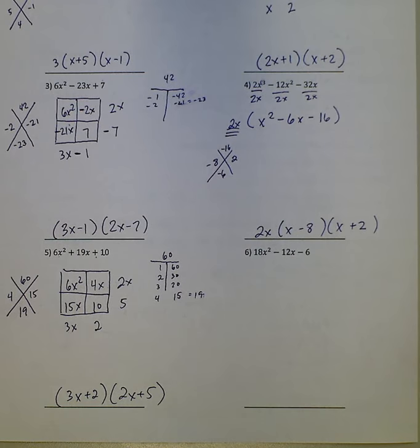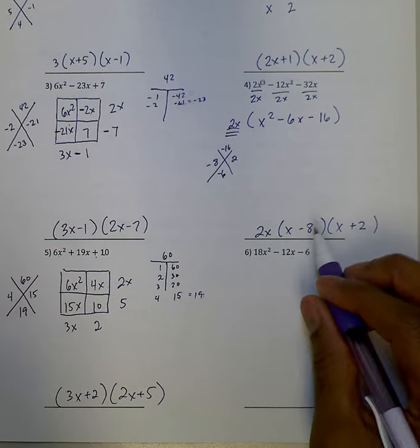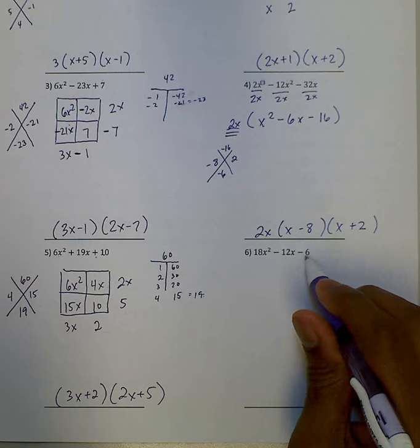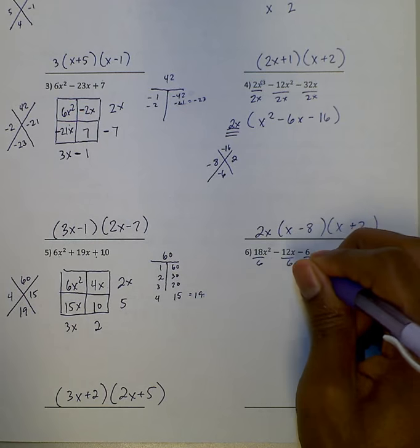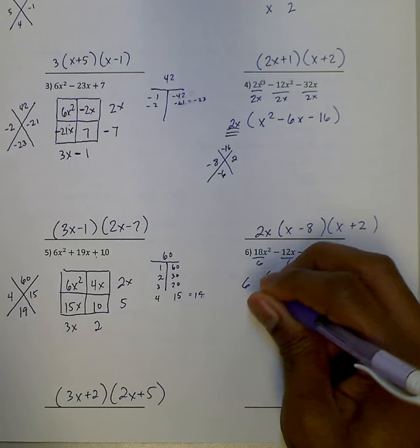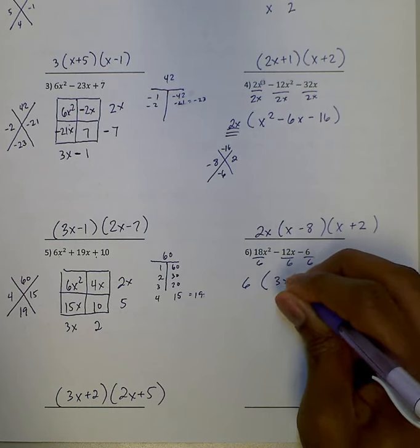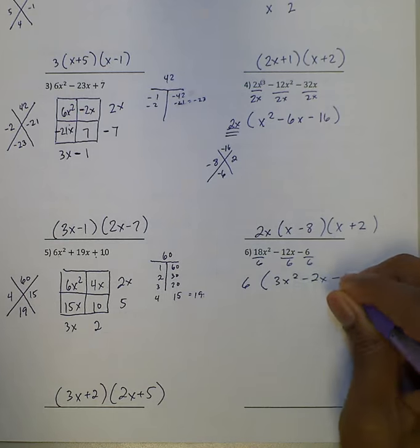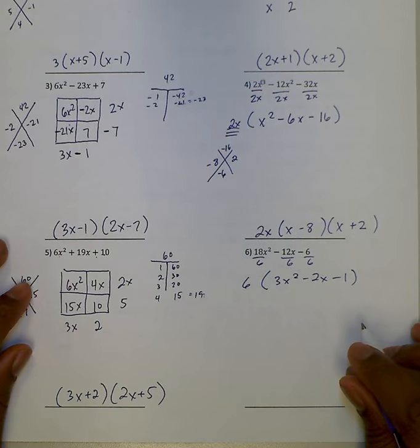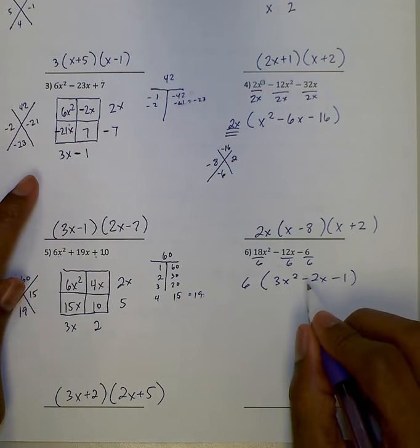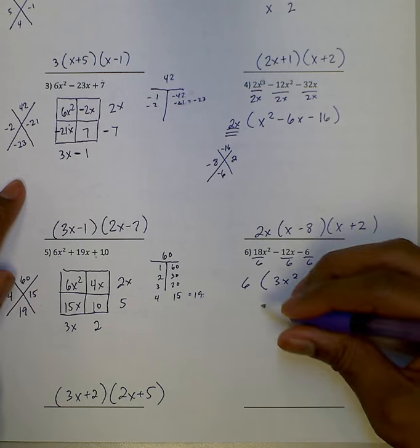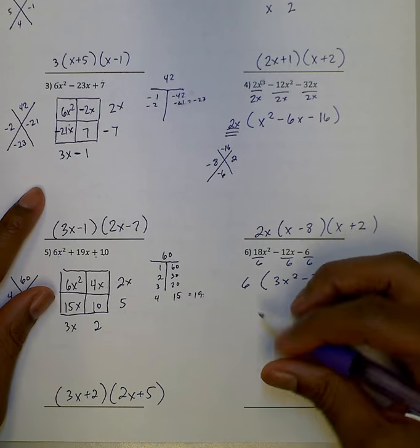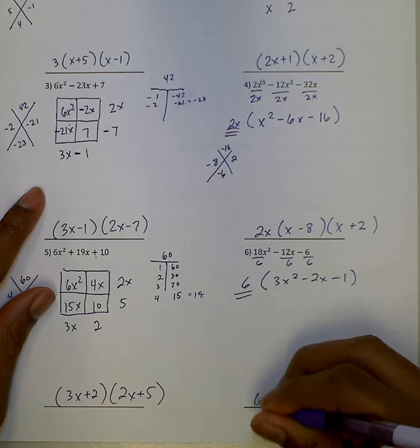Finally, we'll do this last problem. As I look here, 18, 12, 6, I see that I should be able to factor out 6 from each of these. So I factor out 6, I'm left with 3x squared minus 2x minus 1. Now notice even though we took out a GCF, a is not 1. So we'll still have to do the box method in this case to get our final answer. But we will not want to forget this 6 in our final answer.